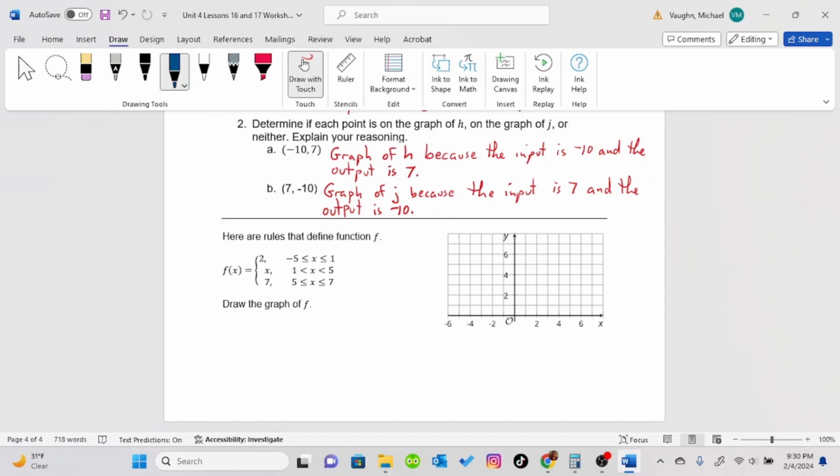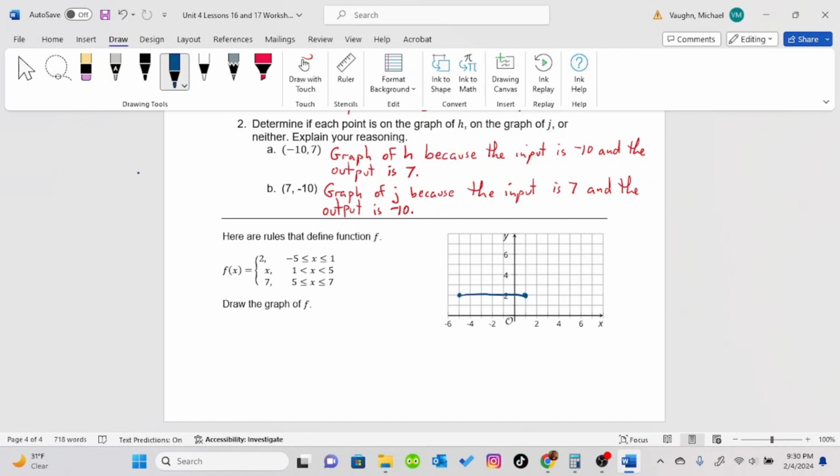So, -5 included means I go to -5. I'm going to go up to 2. And because it's less than or equal to, this is included and will be a solid point. This is going to continue equaling 2 until I get to x equals 1. And because it's less than or equal to, this point is also solid. And then I draw the line that connects them. That is the top rule.